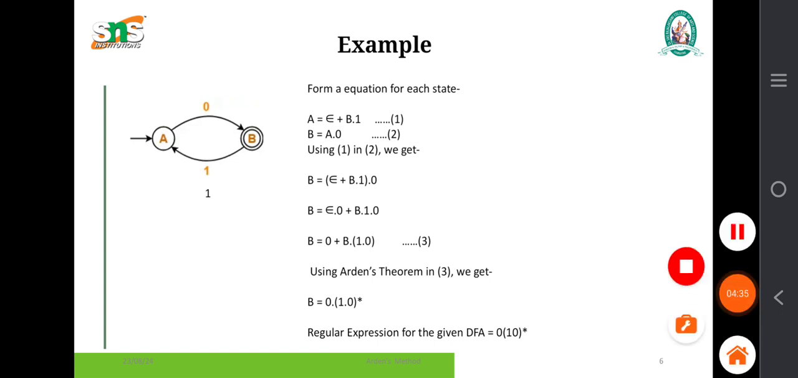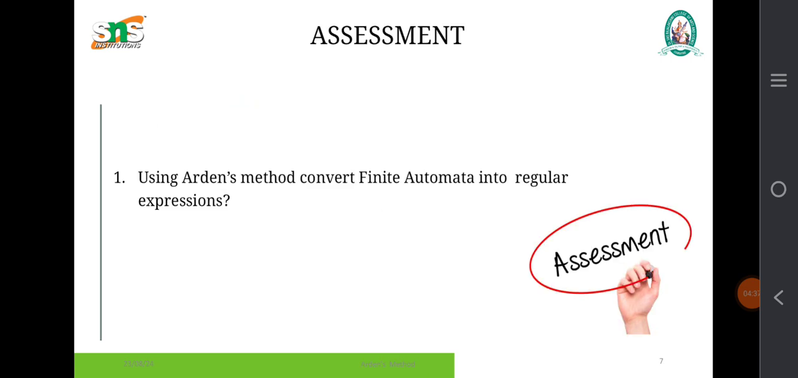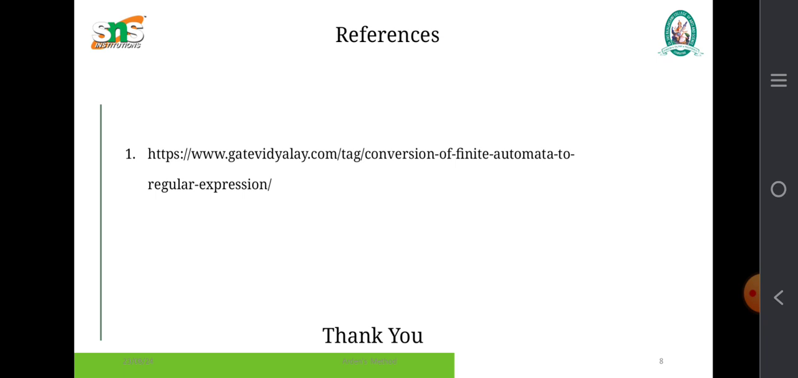For your assessment, you have to study Arden's method. You have to solve problems to convert finite automata into regular expressions using Arden's method. And here we have used this reference page.